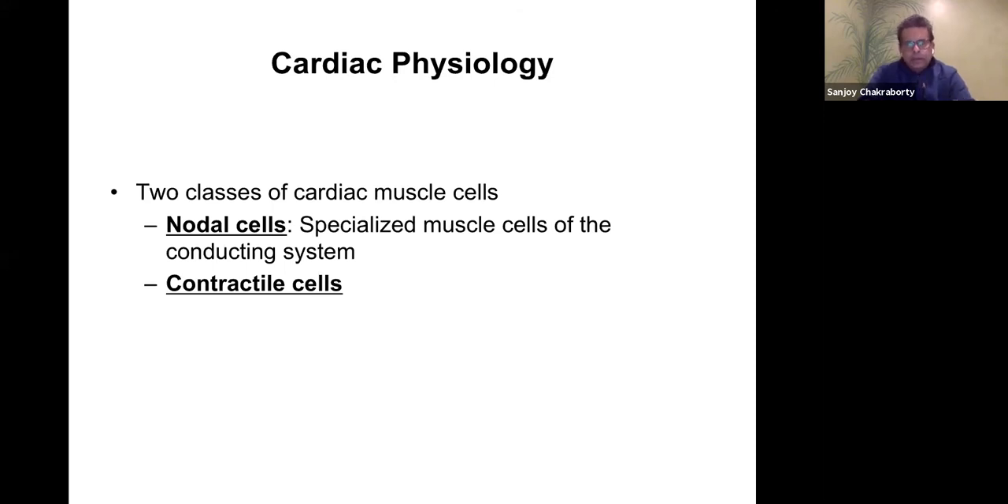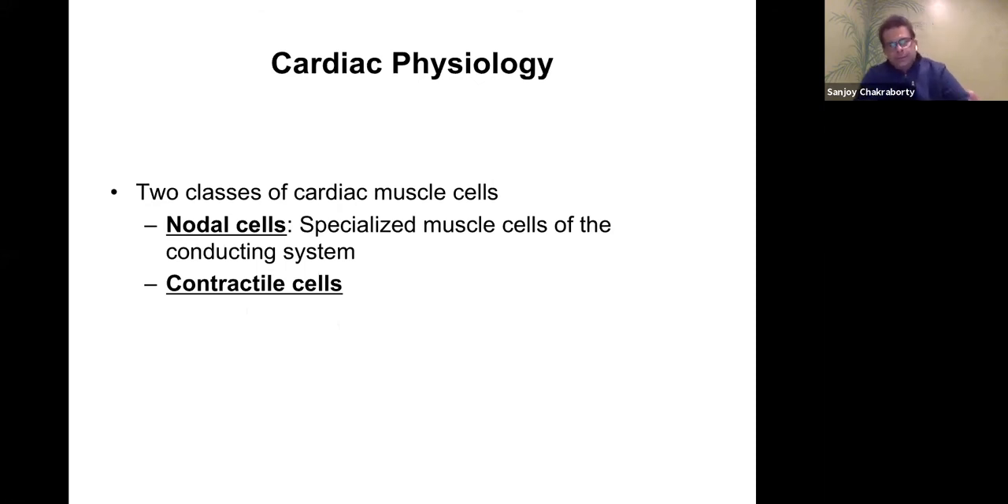The cardiac muscle cells have two populations of cells. The smaller population we call nodal cells. Nodal cells are specialized cardiac muscle cells that can produce that signal we were just talking about. And the major group is called the contractile cells. Contractile cells contract, so they produce the biomechanical force so that blood can move out.